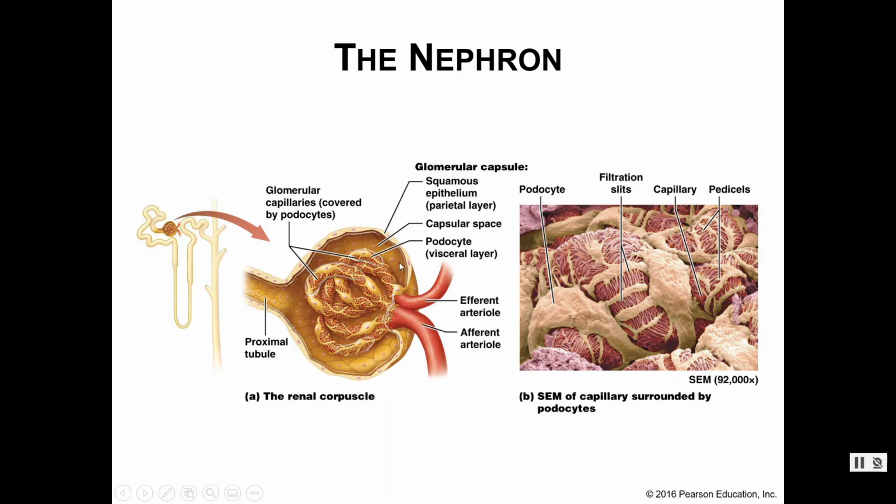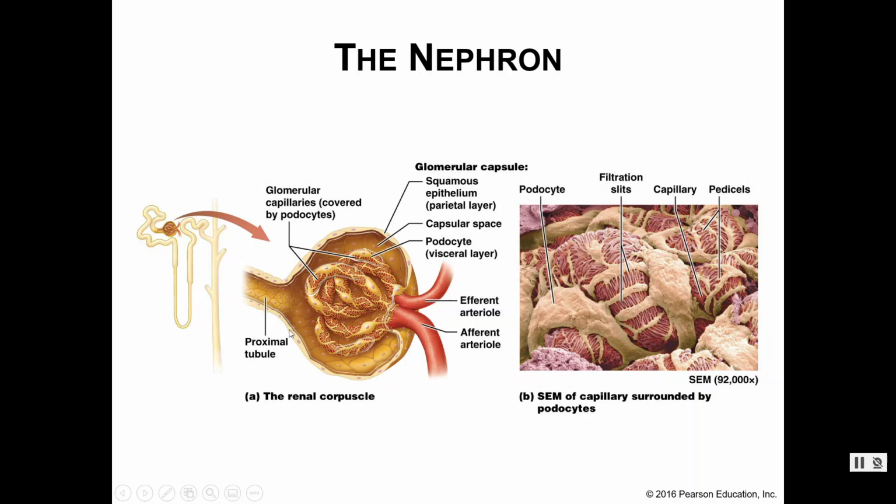There are a lot of things that do not belong in the Bowman's capsule. They should not be in the filtrate. But if you do belong, if you are water, if you are sodium, if you are glucose, things like that, once you get filtered from the glomerulus and you get pushed into the capsular space of the Bowman's capsule, which is what this is, this whole little, it's kind of like a little hat, little cap, okay? You would then, as the filtrate, move directly into the renal tubule.